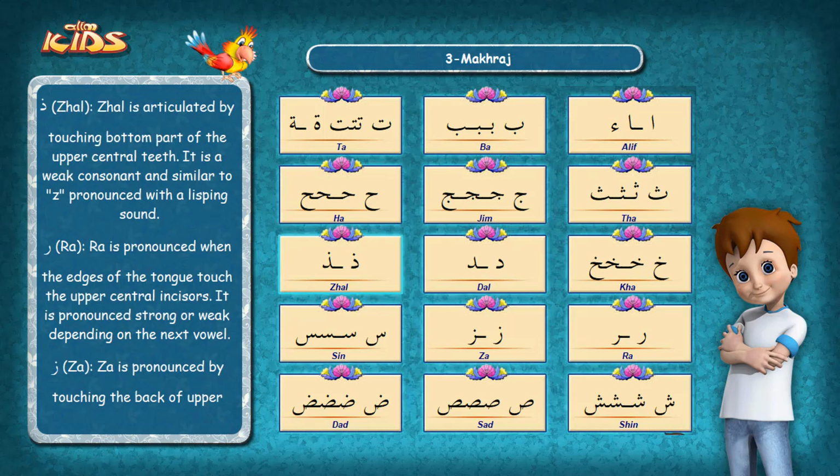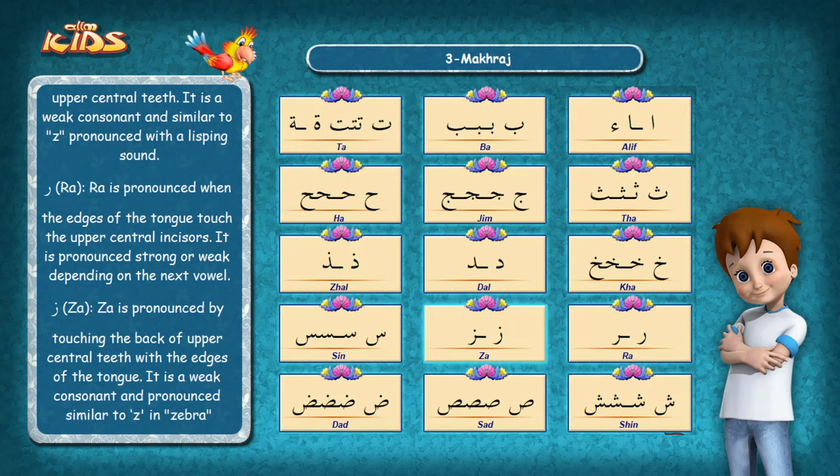Del. Del is articulated by touching the bottom part of the upper central teeth. It is a weak consonant and similar to Z, pronounced with a lisping sound. R. Ra is pronounced when the edges of the tongue touch the upper central incisors. It is pronounced strong or weak, depending on the next vowel. Z. Z is pronounced by touching the back of the upper central teeth with the edges of the tongue. It is a weak consonant and pronounced similar to Z in zebra.